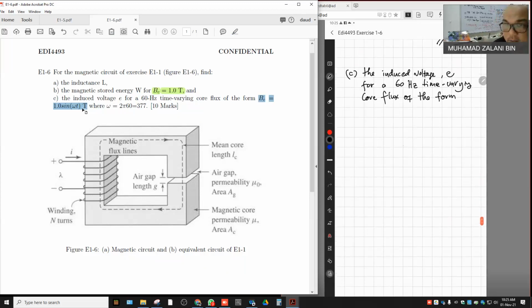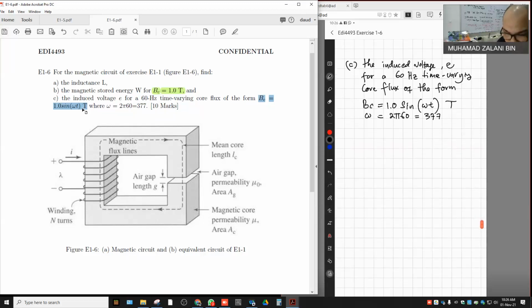A sinusoidal waveform. So in this case, BC is 1.0 sin omega t Tesla, where omega is 2 pi f, which is 377 radian per second. So we have the information. Then we need to find E. E is the rate of change of the flux linkages, E equals d lambda over dt.